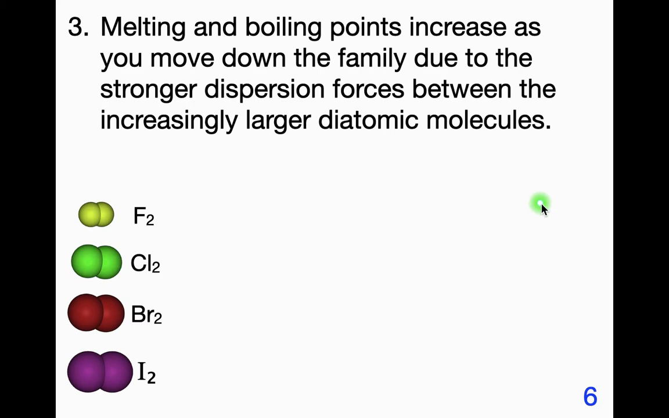Melting and boiling points increase as you move down the family due to the stronger dispersion forces between the increasingly larger diatomic molecules. So as you can see, it's drawn to scale here. The atoms or the molecules, diatomic molecules from fluorine down to iodine get larger and larger and larger, which means you have more electrons moving around. The larger the molecule is, the greater the dispersion forces.